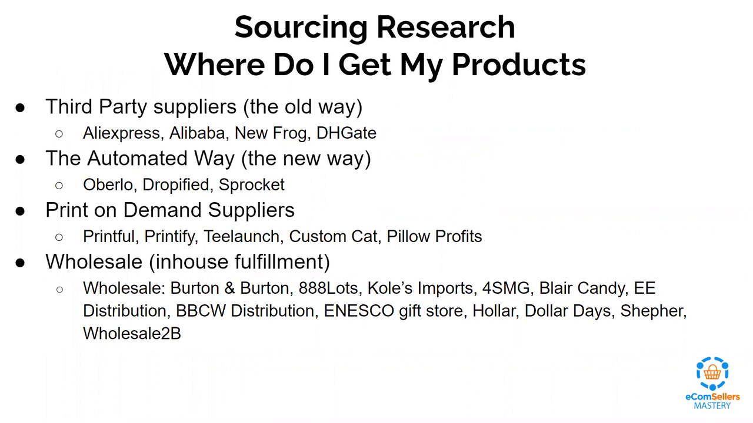store? Then we start looking at, based on what you've decided, are we going to use third party suppliers? Which the old way would be AliExpress, Alibaba, New Frog, DH Gate. The new way, the automated way, which I'm going to show you both ways because you need to know. I always tell people, there are apps that will do it for you now, automated. But we all know software fails us. It is subject to failures.